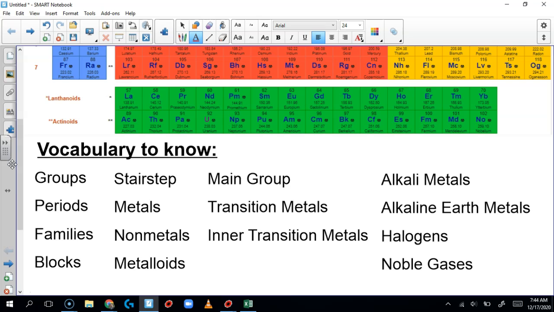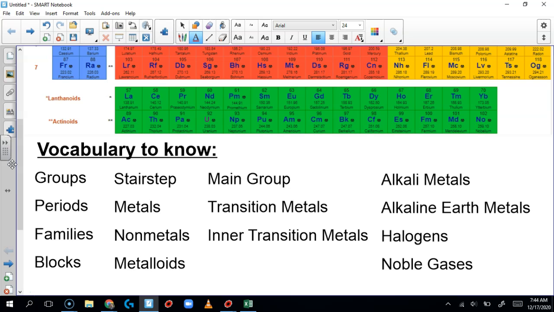Groups, periods, families, blocks, stair-step, metals, nonmetals, metalloids, main group, transition metals, inner transition metals, and then alkali metals, alkaline earth metals, halogens, and noble gases. These are the vocabulary words that we're going to go through in the video, and in order for you to get them down into your notebook, you're going to need to pause the video and get them down so you can define them as I go over them.